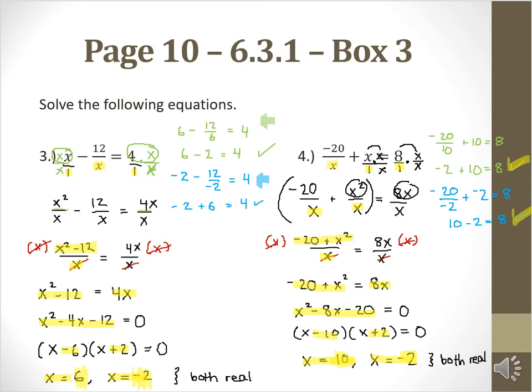Now, some of you might be wondering, what's the big deal about checking for extraneous solutions? It seems like they both work out every single time. And that is true for most of the problems in today's lesson. But when we get into some more complicated examples on this learning target, it won't always be true. So you'll always have to check.